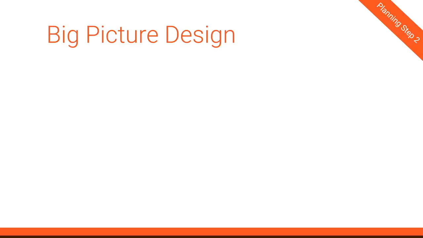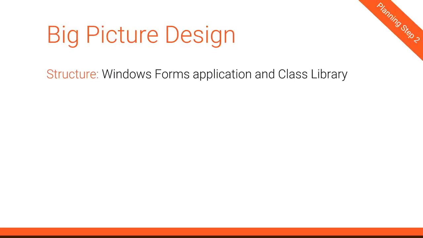In the same way with our application, we're going to develop that big picture view that doesn't get really specific on anything, but it gives us those initial guardrails or boundaries for how we're going to design this application. The first broad brushstroke of our application is the structure. In our case, the structure is going to be a Windows Forms application and a class library.